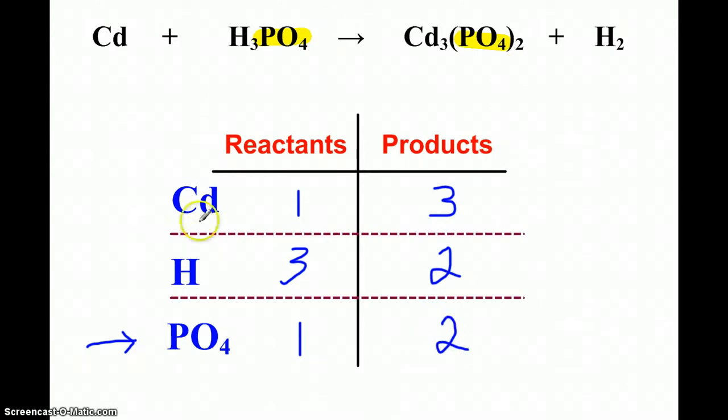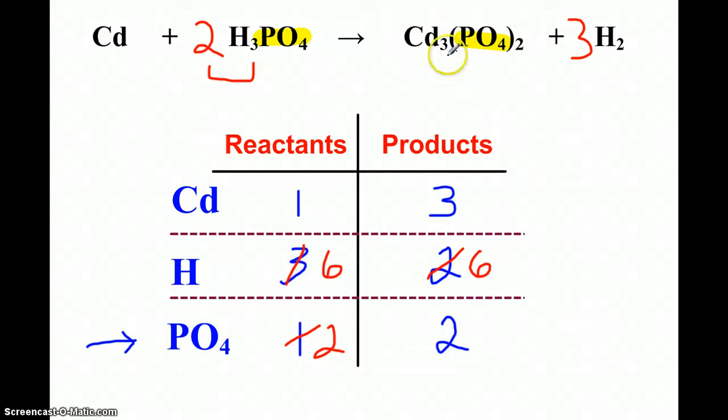So if you follow my advice and try and fix the phosphates first, that usually gives you an easier path to the finished product. So with 2 phosphates coming out, I'm going to have to put 2 going in. So I fix that problem, but now that makes 6 hydrogen that are going in. But that's okay, no fear. Let's go and fix that over here, and I'll put a 3, and that will make 6 hydrogen coming out.